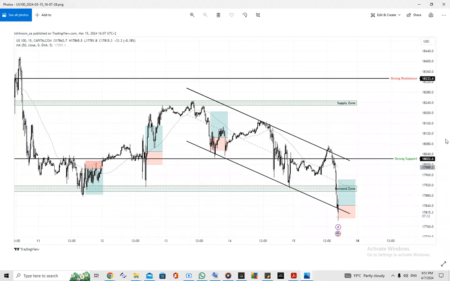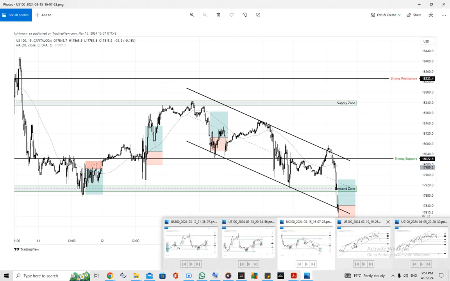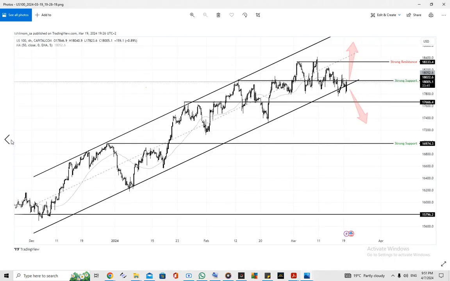So I placed my buy there, but I do not have the last screenshot on this day. So I'm going to go to the following day that I traded.